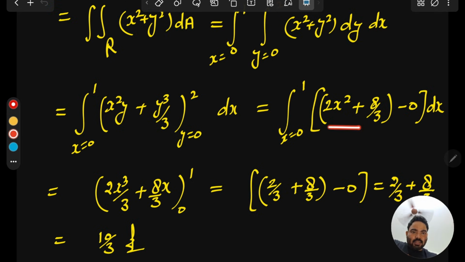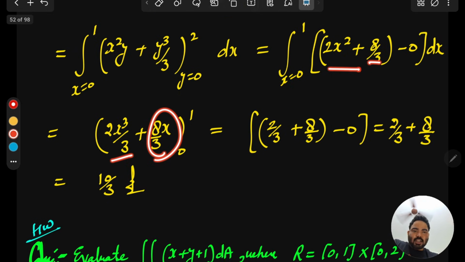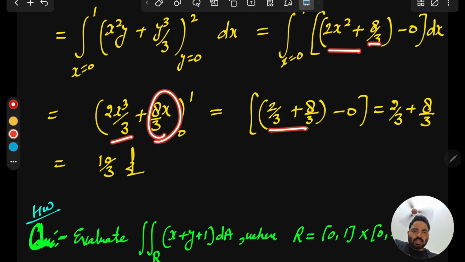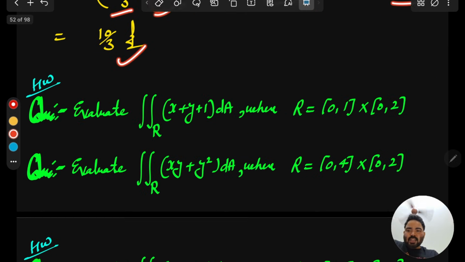So the integration of x square is x cube upon 3, and this is constant, so this will give you 8x. And now you can just put the x limit 0 to 1. Where is x present? Just put the upper limit minus lower limit. If you put the upper limit, you will get whatever, and after that 0, just solve this, you will get the answer. And this is the homework for you.